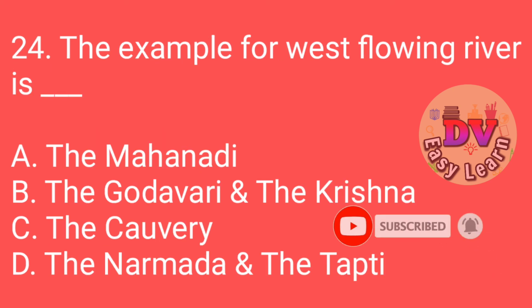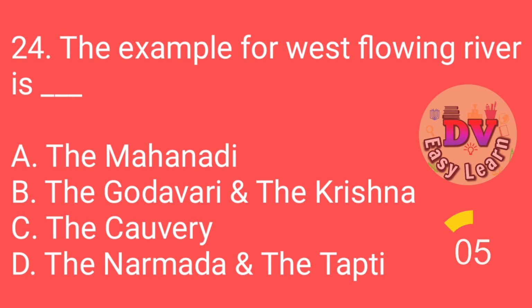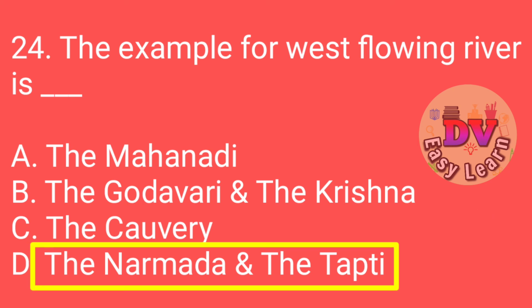Question number 24. The example for west flowing river is. Correct answer: the Narmada and the Tapati.